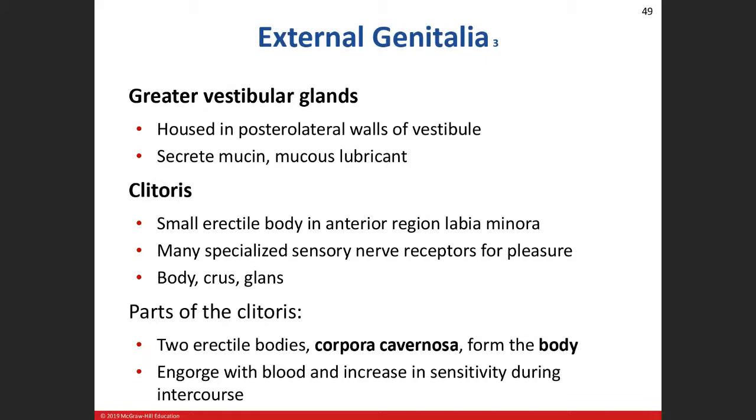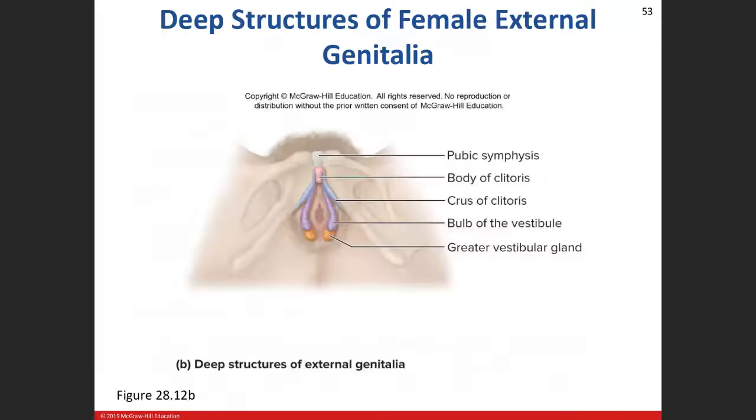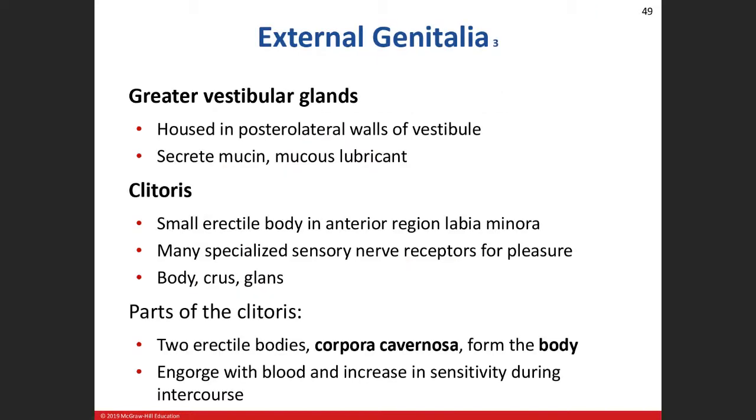At the base of the bulb of the vestibule, we have the greater vestibular glands. Their job is to help secrete mucin, which helps produce mucus. So here's the bulb of the vestibule, and at the base you'll see the greater vestibular gland. These glands secrete mucin, which helps with mucus production, especially during intercourse, to help decrease friction and add some lubrication. I'm trying hard not to have this sound like a rated X movie, okay? I'm trying.